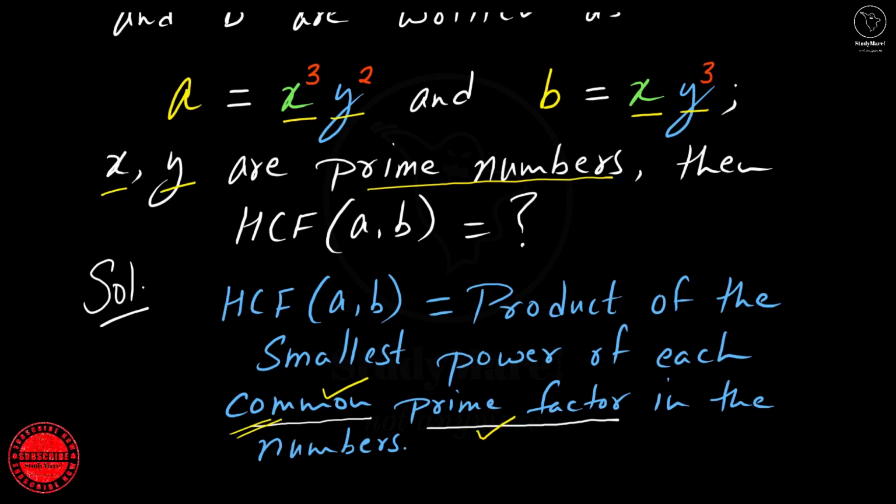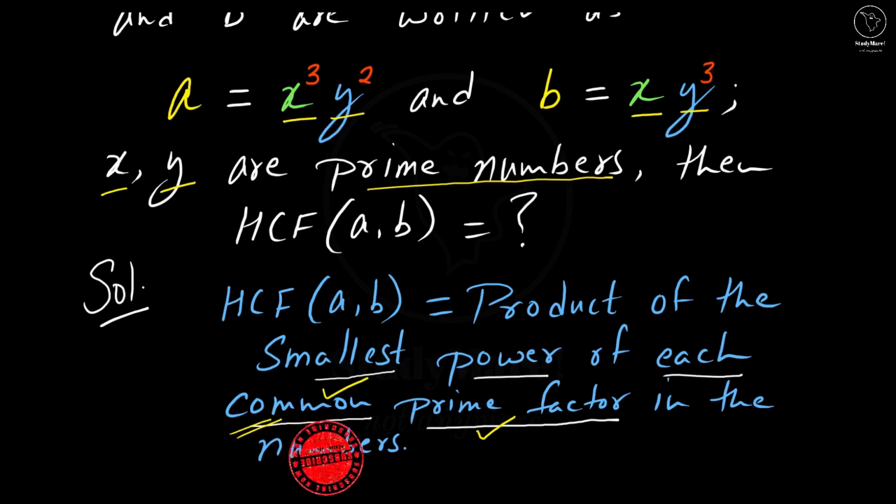Now it says the smallest power of each. Smallest power of each means if we take x, then we have the power as 3 here, and here nothing is written, that means it is 1. 3 and 1. Which is the smallest? It is 1. Same way for y, we have the power as 2 over here and 3 over here. Which is the smallest? It is 2.